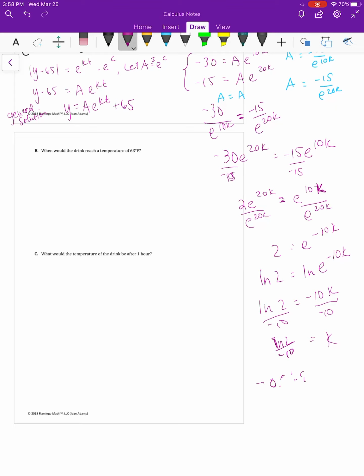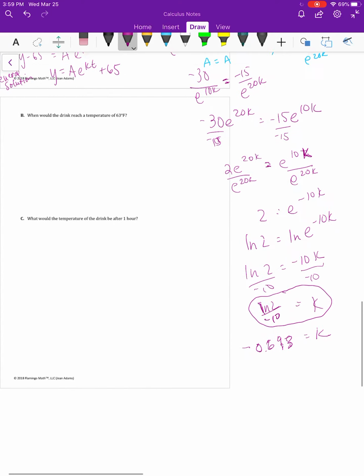And that gives us negative 0.0693 for k. But I'm going to tell you that the best thing to do, even though that gives you a rough idea of what k is, the best thing to do is leave your k as this exact value, because you're going to be answering more questions, and that's going to give you a better exact value.